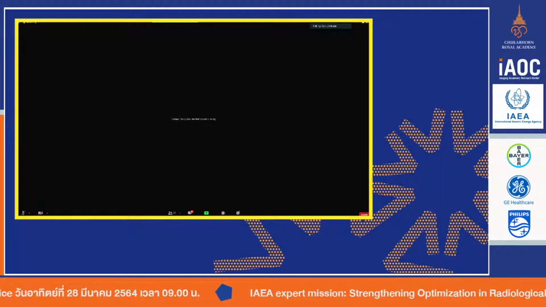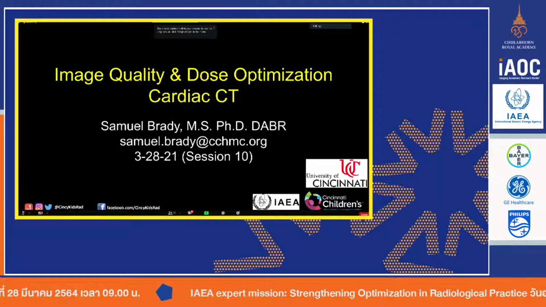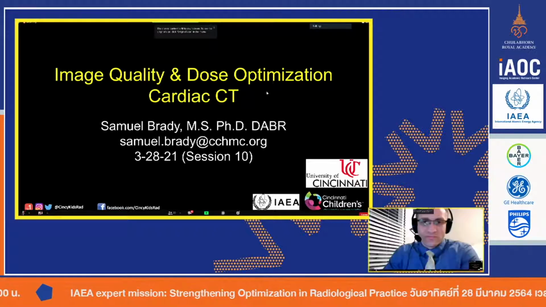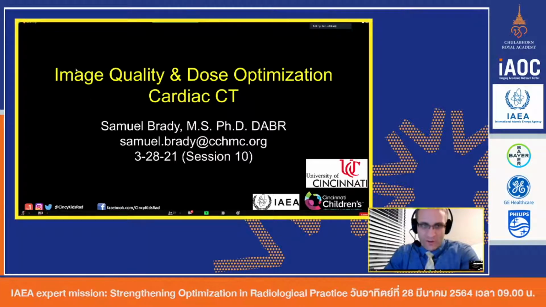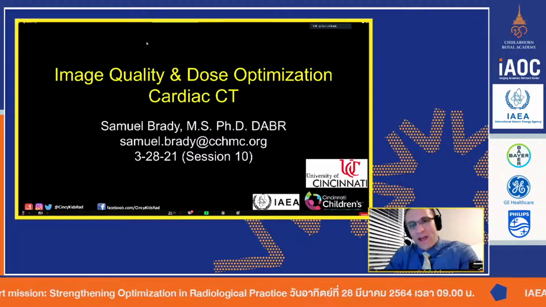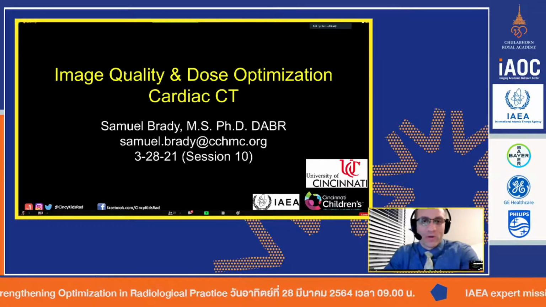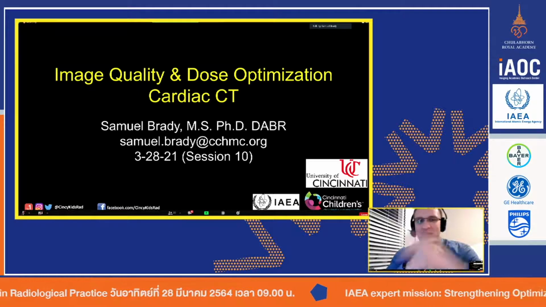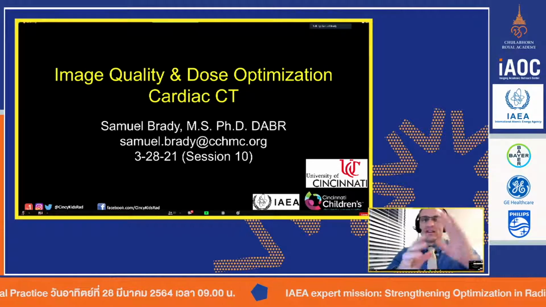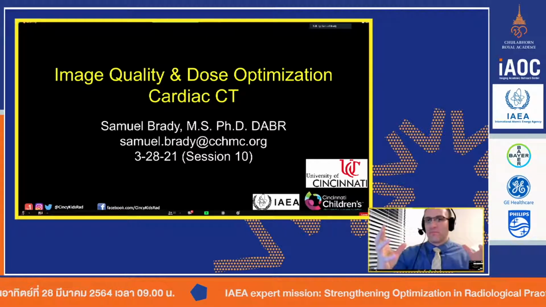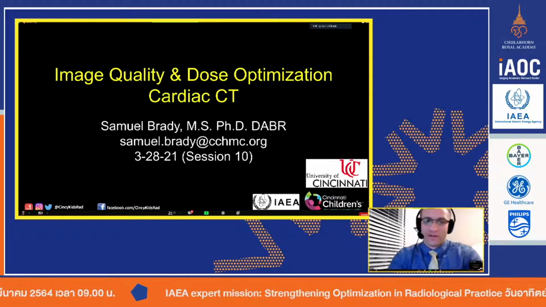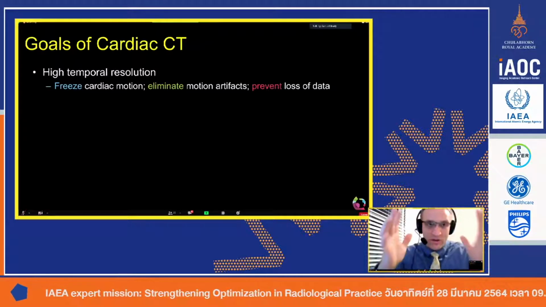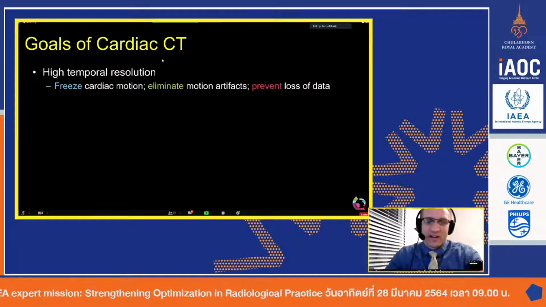Okay, so switching gears a little bit, we're going to talk about cardiac. And so once again, for this talk, we're going to talk image quality and then dose optimization all in one. It didn't make as much sense to do image quality and then dose at the end, so I'm basically going to talk about them both simultaneously throughout. All right, so what is the big picture? What are we trying to do, especially in cardiac CT?